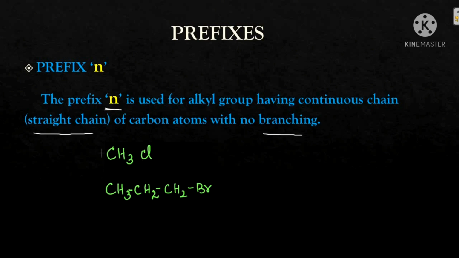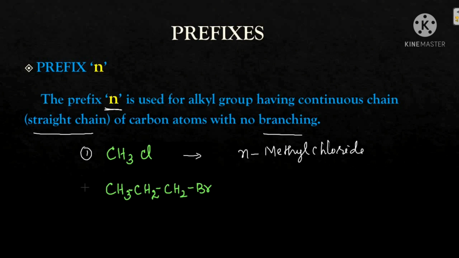See here, this is the first compound, CH3Cl. This is methyl. The parent alkane is methane, so the corresponding alkyl group is methyl. The next one is chlorine, so chloride. The name of this compound is methyl chloride. This is the common naming. Since this is a straight chain with no side chains or branching, here you can write the prefix n: n-methyl chloride.